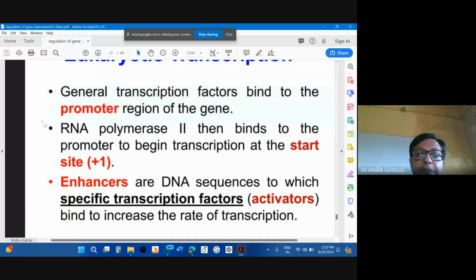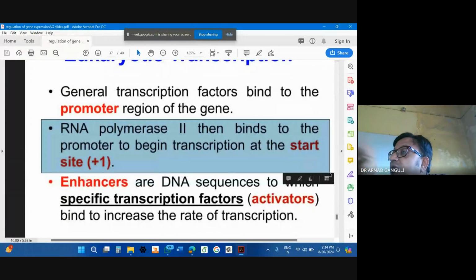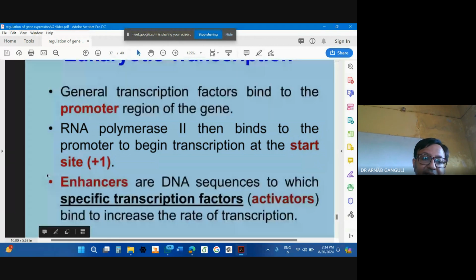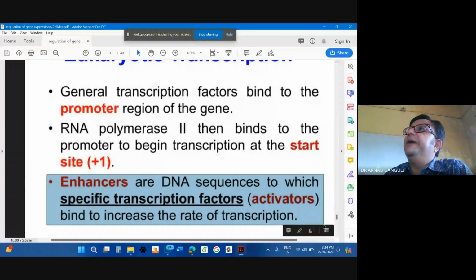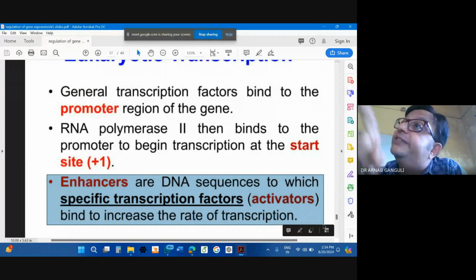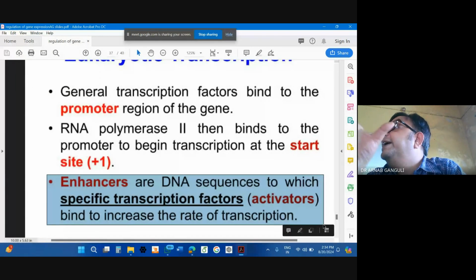RNA polymerase II then binds to the promoter to begin transcription at the start site. So the first nucleotide which is transcribed, that is +1. कोई जीरो नहीं रहता है, +1 के आगे -1 रहता है. Clear? There is no zero. +1 starts transcription. And then you have the sequences known as enhancers. They are DNA sequences to which specific transcription factors or activators bind, like heat stress transcription factor binding to heat stress elements. That heat stress elements are in the enhancer region.